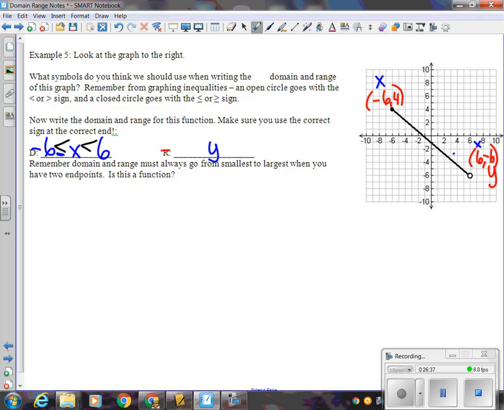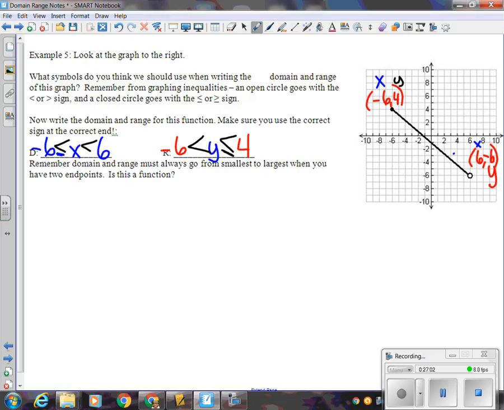-6 is the lowest. Always go from bottom to top. Highest is +4. The signs are always what? Backwards. Look carefully. Which side needs the equals? Does it? The Y of 4 has a closed circle. So where the 4 is, you put a line on it.